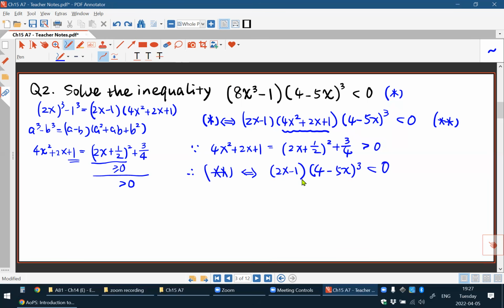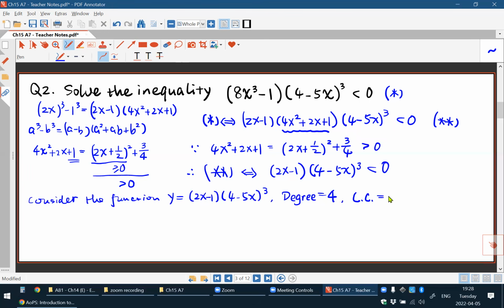Okay, so now we have a product of several binomials on the left. That means the left side is a polynomial function. Then we can consider the function on the left, which is y equals 2x minus 1, then 4 minus 5x cubed, right? First of all, the degree, highest possible order of x, right, which is 4. And leading coefficient is 2 by -5 cubed. Again, don't have to calculate this as long as you know the sign of this number. Apparently, this is a negative number, right?